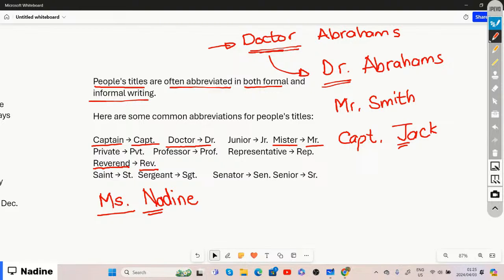All right. Then we also have, for example, sergeant. Sergeant is SGT, right? So this is just a few examples of words or people's titles that are abbreviated, right? So this is either words that are abbreviated in formal or that are abbreviated in informal.